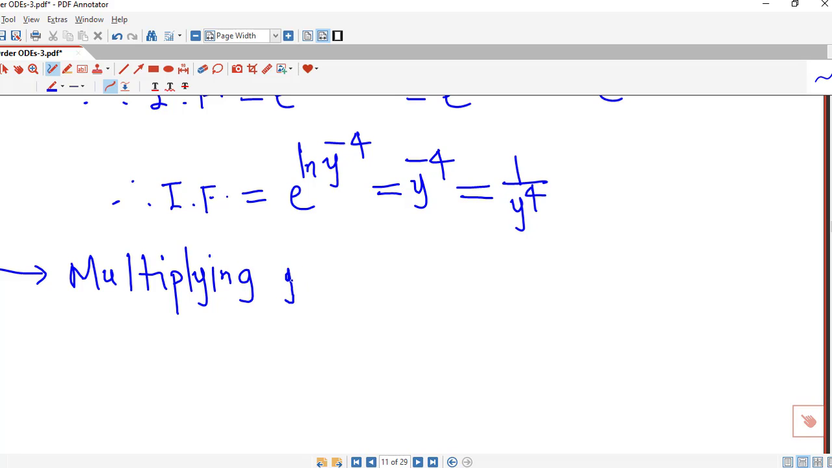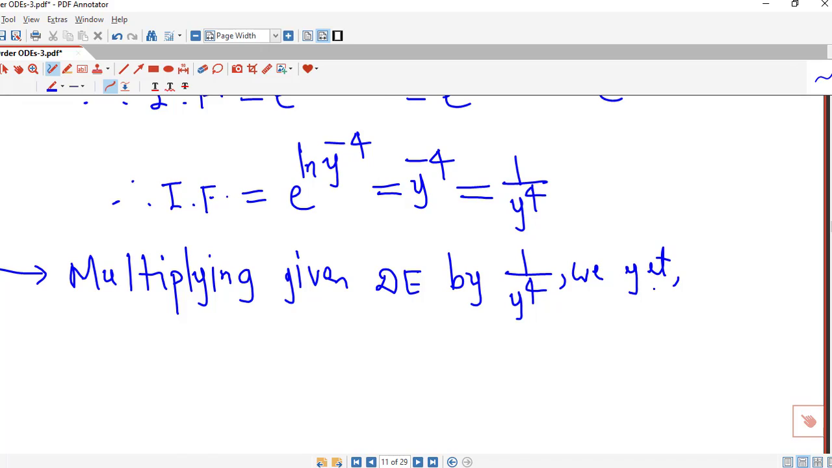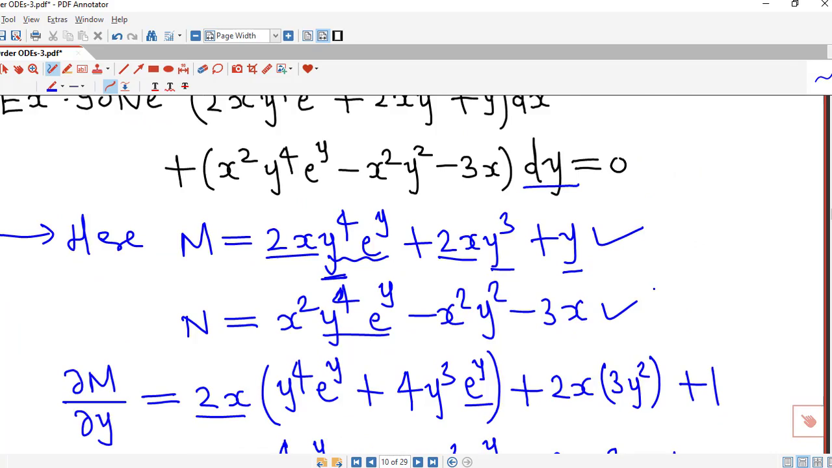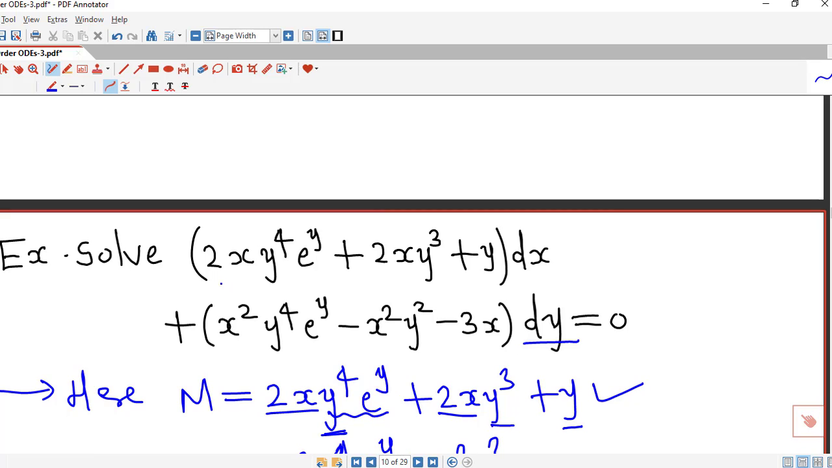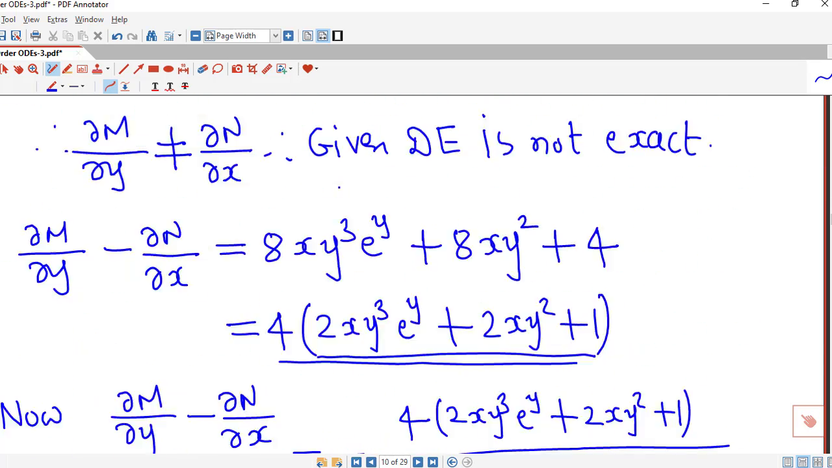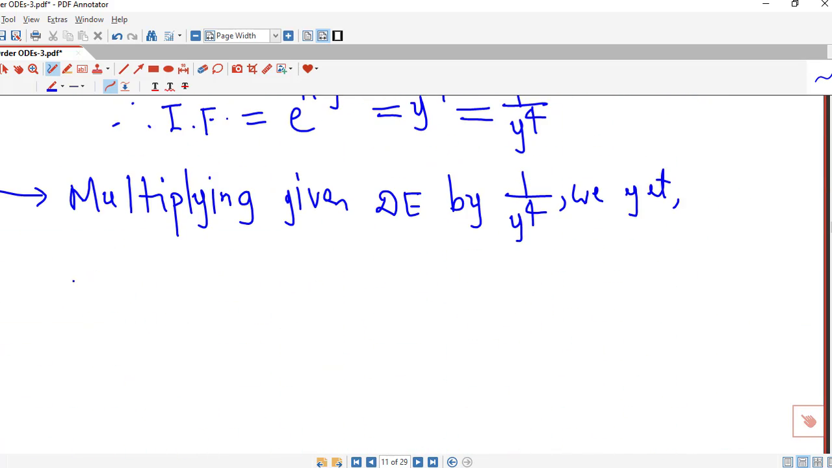So multiplying the given differential equation by 1 over y raised to 4, we get a new equation. We multiply this whole equation by 1 over y raised to 4. So first we consider multiplication of this term by 1 over y raised to 4. We can see y raised to 4 will cancel out, and we have 2x e raised to y.